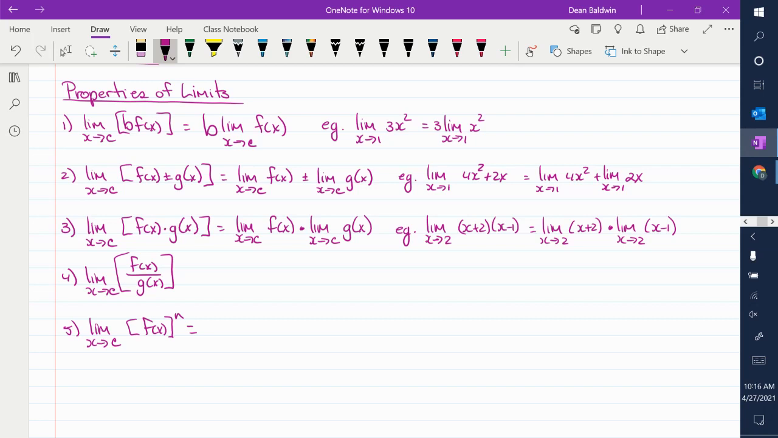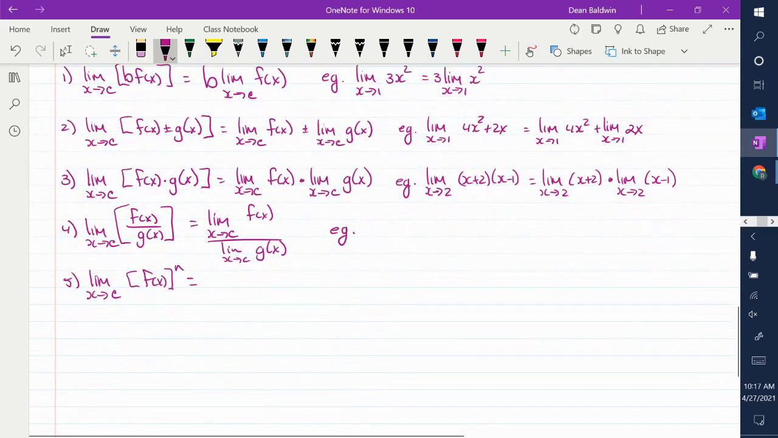And then if you can do it for multiplication, you can do it for division, because division is just a type of multiplication, essentially. So I can rewrite this as the limit of the top function over the limit of the bottom function, the denominator. So, just hanging out? Okay.